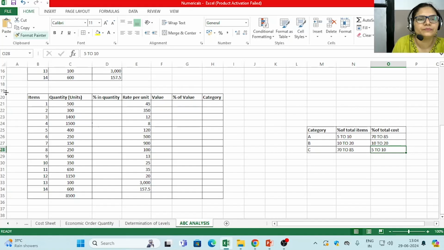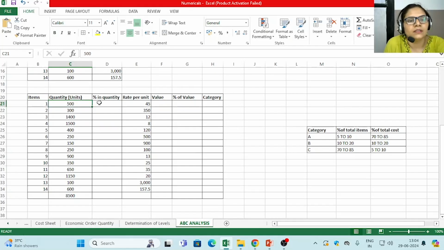Now, we will make our own format. In this particular format, we have copied the items from 1 to 14. We have copied then their quantity in units, that is 500 to 600, as you can see. Now, what we have done, we have done the total of all these units, 500 plus 300 and so on.